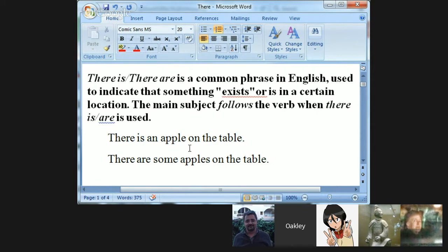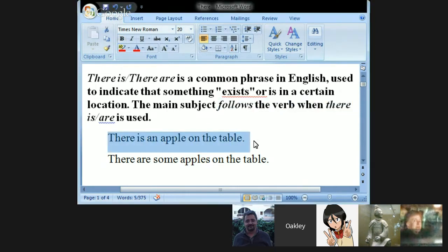There is a sun in the sky. It exists in the universe, or there is a sun in the sky in a certain location. The tricky part of sentences with there is that the main subject follows the verb when there is or there are is used. For example, there is an apple on the table.